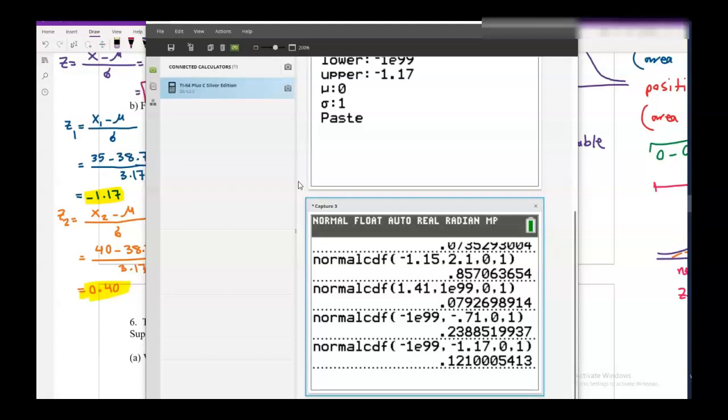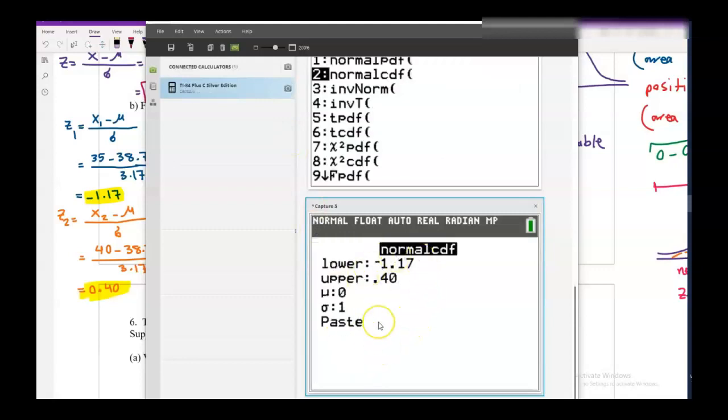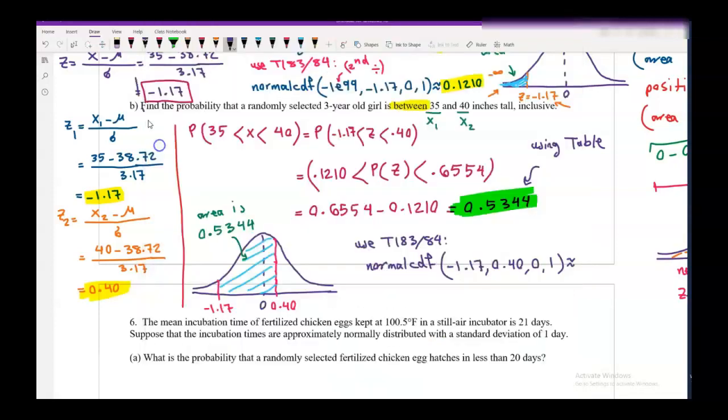Again, second was normal CDF. Enter. For lower, -1.17, and upper 0.4. So this is what we have. Now enter, enter, enter. Here is the answer after running: 0.5344.